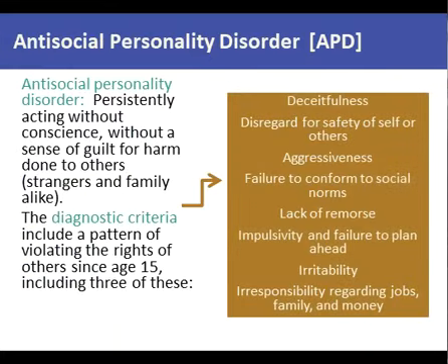So antisocial personality disorder: persistently acting without conscience, without a sense of guilt or harm done to others, strangers and family alike. The diagnostic criteria include a pattern of violating the rights of others since age 15, including three of these: deceitfulness, disregard for safety of self or others, aggressiveness, failure to conform to social norms, lack of remorse, impulsivity and failure to plan ahead, irritability, irresponsibility regarding jobs, family, and money.